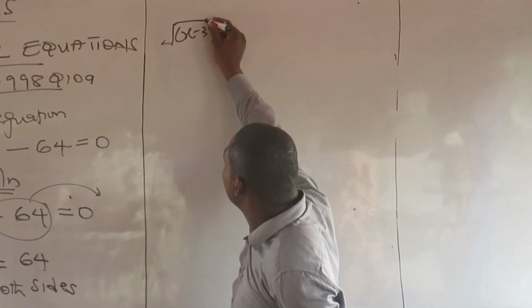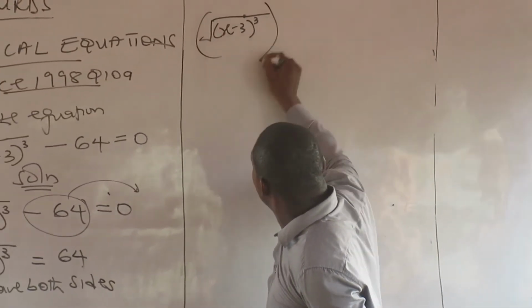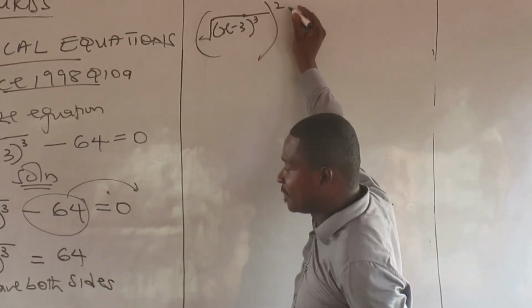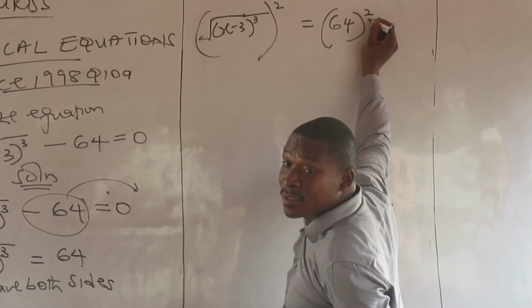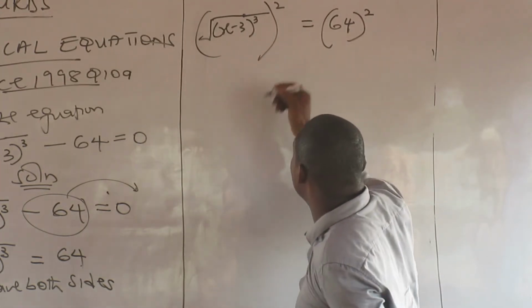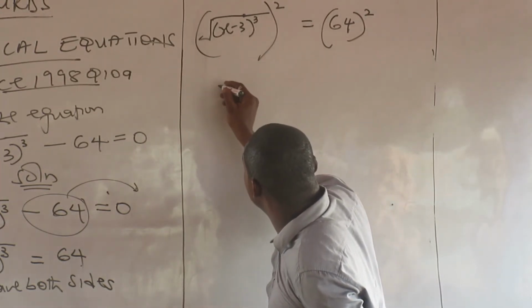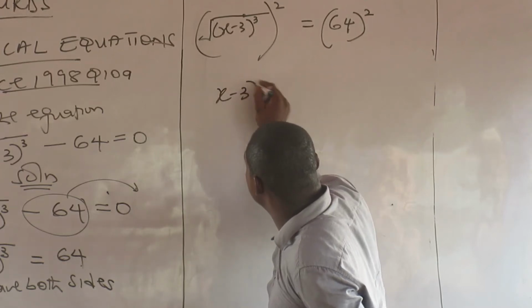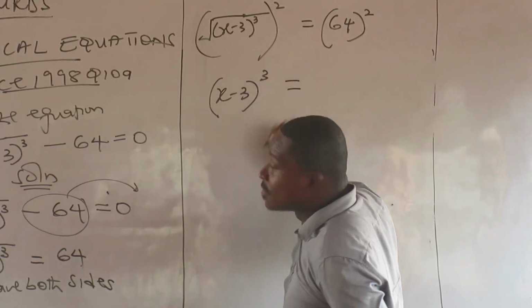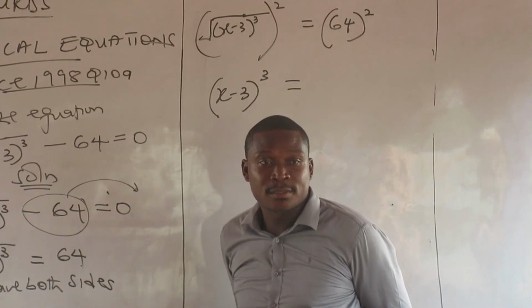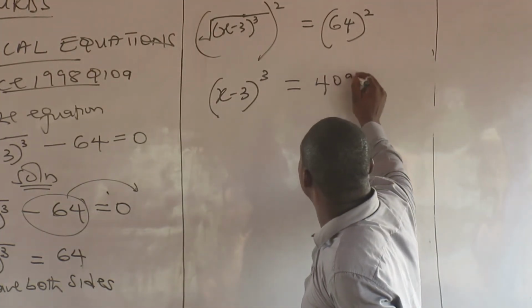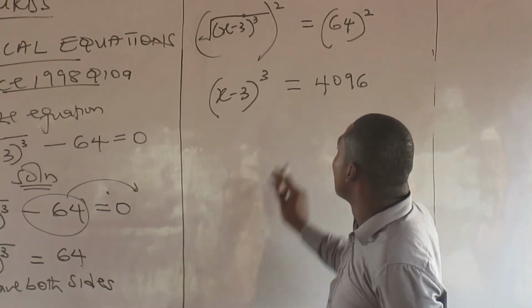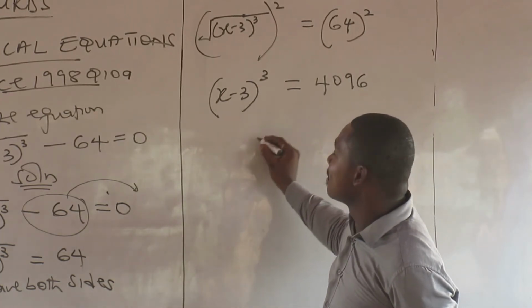x minus 3, all squared, as I said. 64 all squared. So try getting 64 squared for me. Now let's go. When you square both sides, the square root disappears. So what is 64 squared? Okay, 4096. Now how do you solve this?